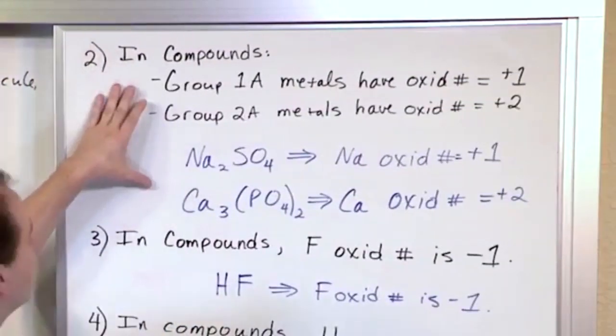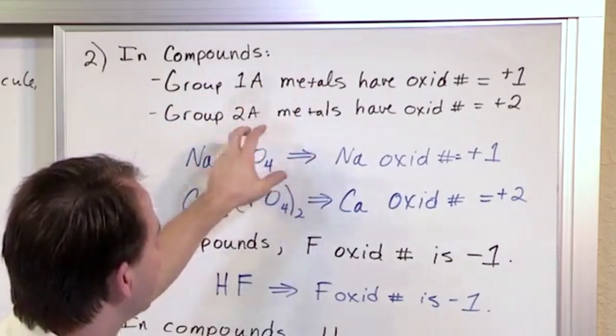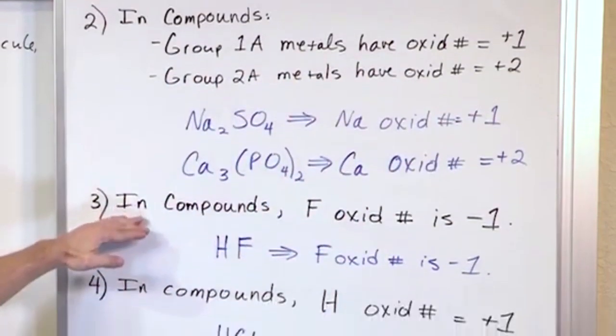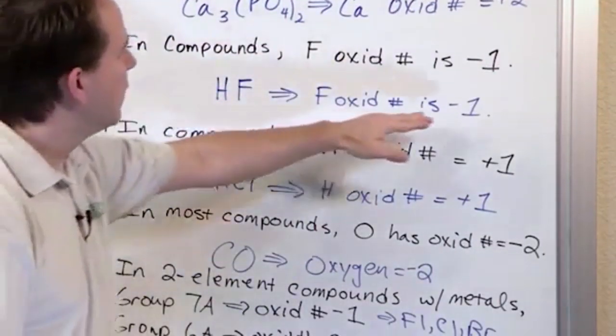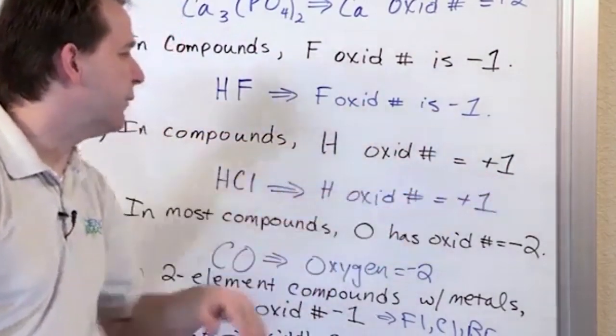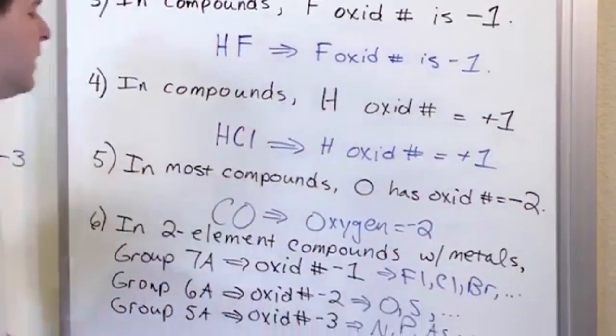And then you would go to rule number 2 and figure out, okay, do I have any group 1A metals or 2A metals? If so, I assign those oxidation numbers. Then you would look down here and say, do I have fluorine in there? If I do, I assign that a -1. Then you would say, do I have any hydrogen? I would assign +1. Then, do I have any oxygen? If I do, I would assign -2.